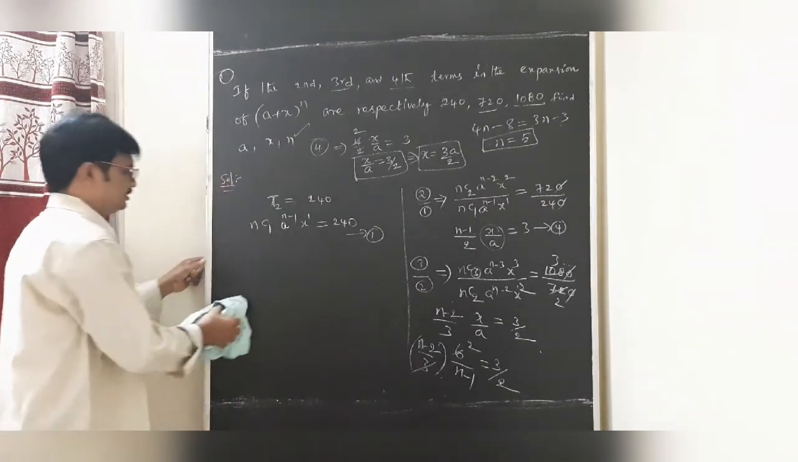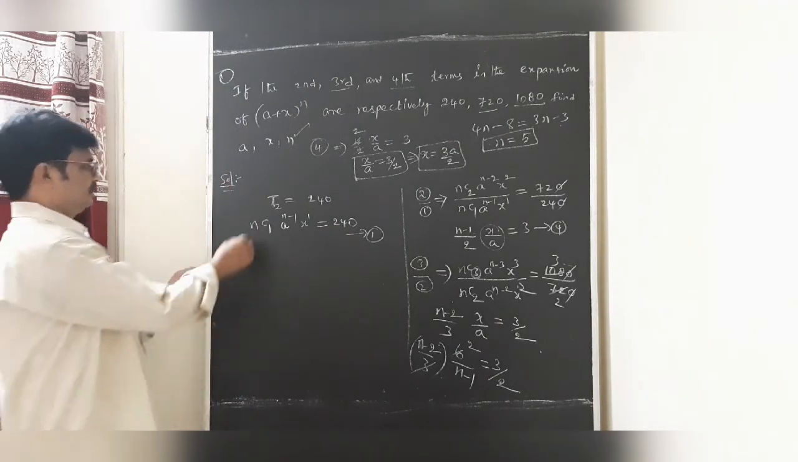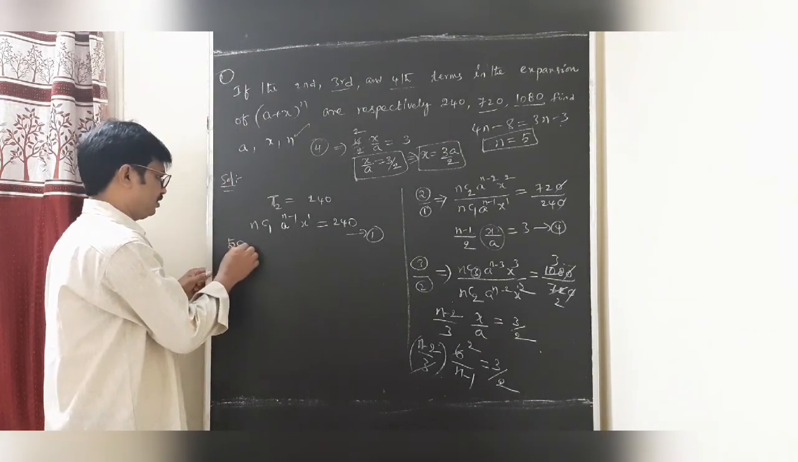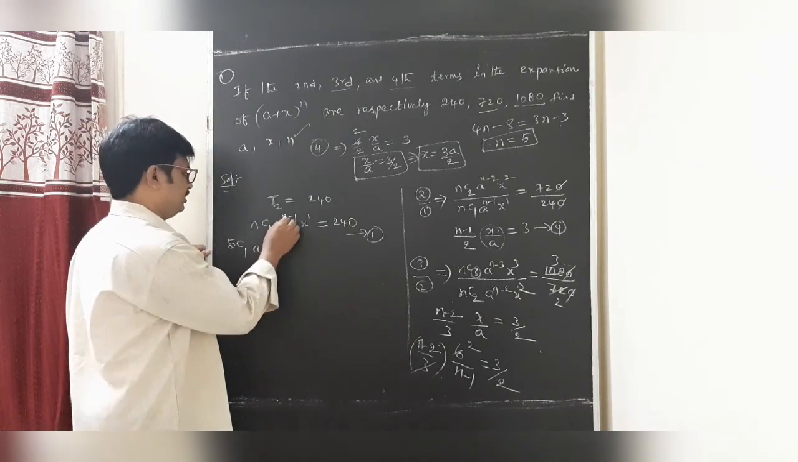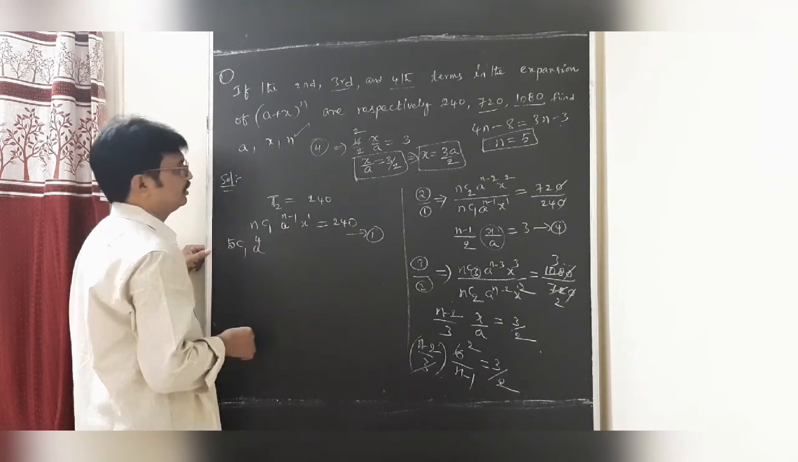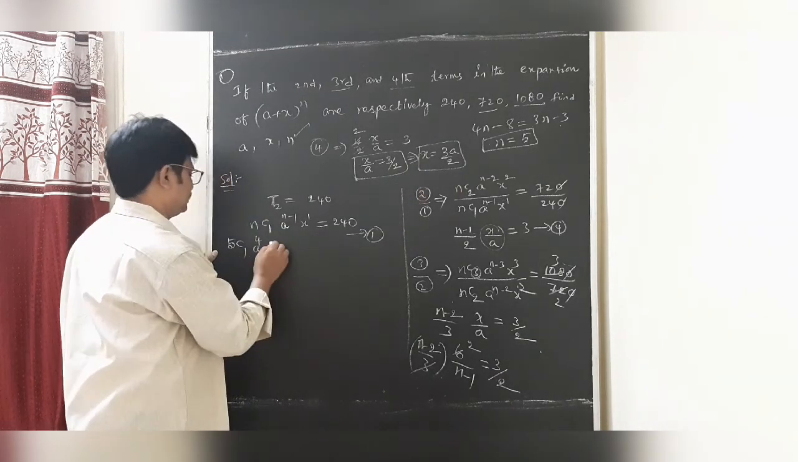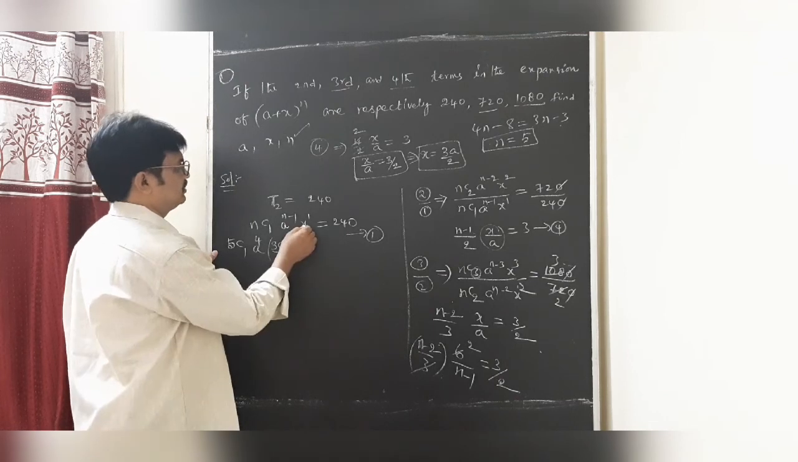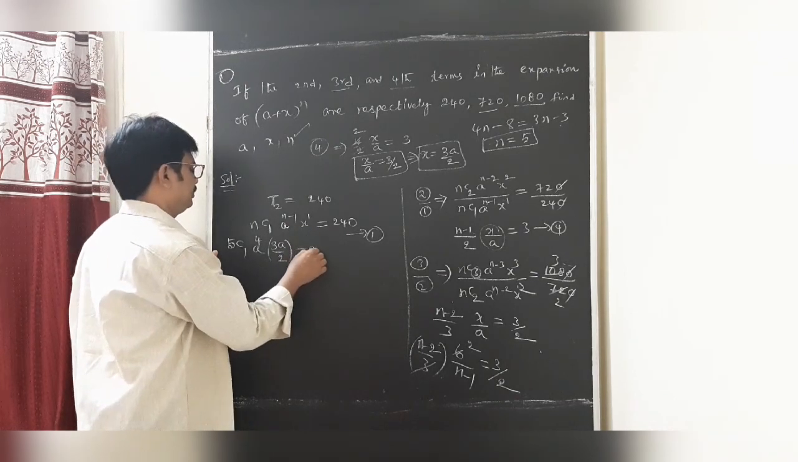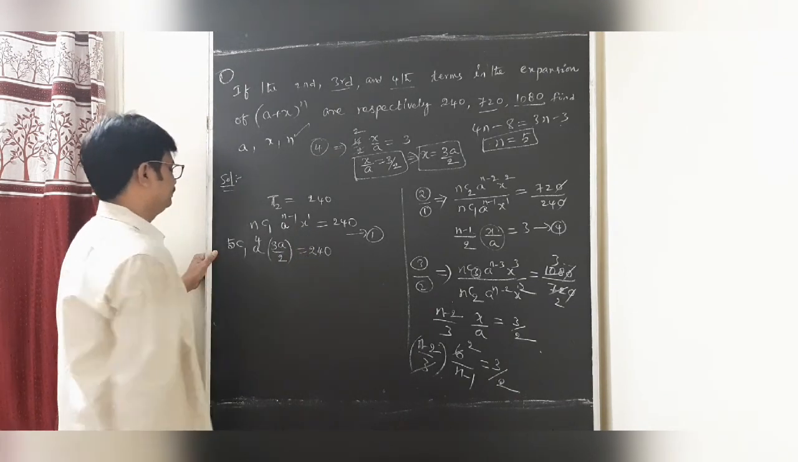Just 1 minute students. NC1 is 5C1. So after that, a power n minus 1, that is 4. What is the x there? X is 3a by 2, equal to 240.